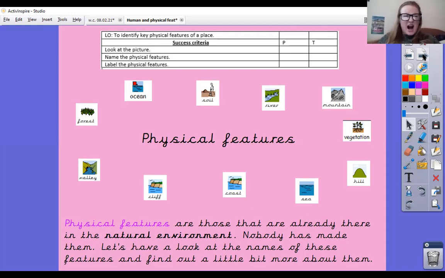naturally. So it's not a house or a road because those are all things that have been made. It's something that would be there if humans never existed. This thing would still be about. So let's look at some examples of these physical features.